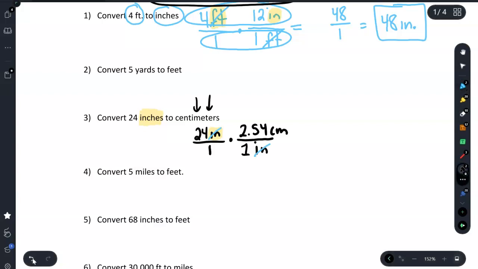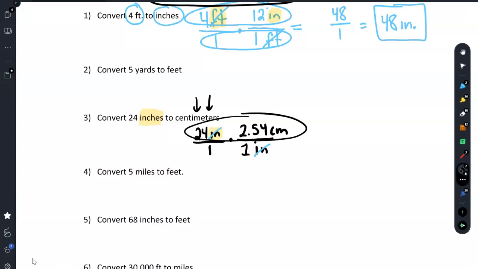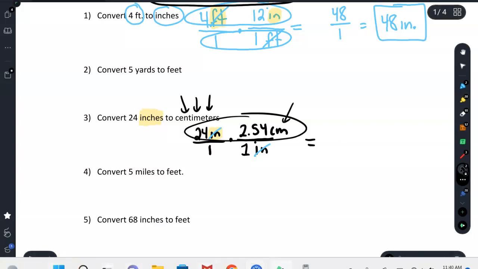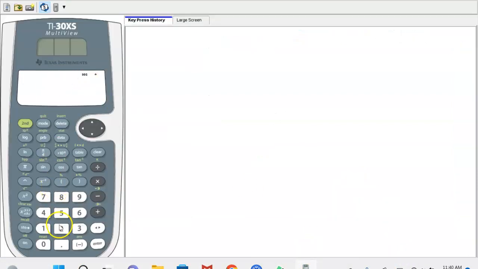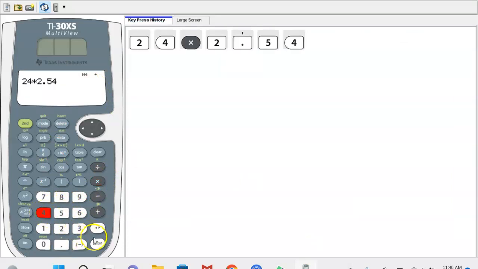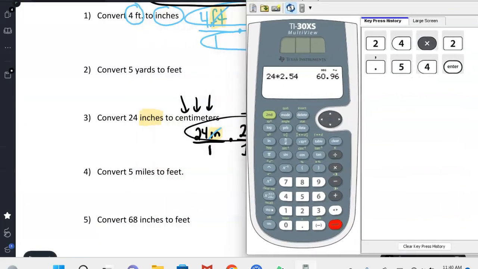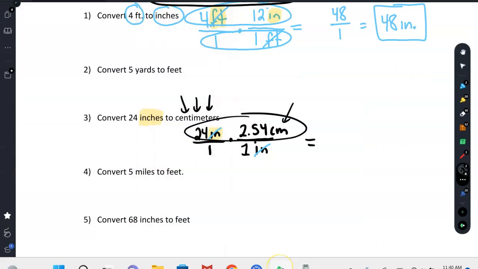So now I just multiply across the top. And I'll also notice what didn't cancel is centimeters, and that confirms I've done this right because that's where I want my answer. So 24 times 2.54, I'm going to grab my calculator for these. 24 times 2.54 gives me 60.96. And that would be centimeters because my centimeters did not cancel.